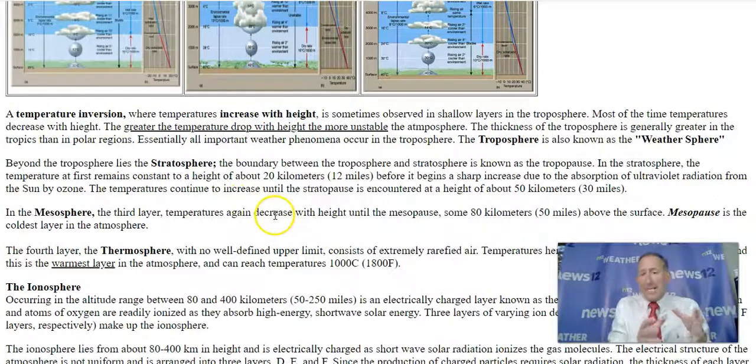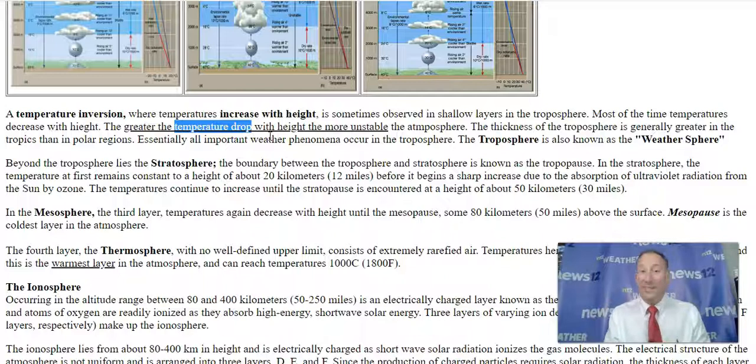Sometimes, though, I said 99% of the time temperature decreases. Sometimes it actually increases. A temperature inversion is where temperature increases with height. And when you have an increase with height, the atmosphere actually becomes stable. Decrease with height, it becomes unstable. So that's one of the things we'll be looking at. The greater the temperature decrease, the more unstable.